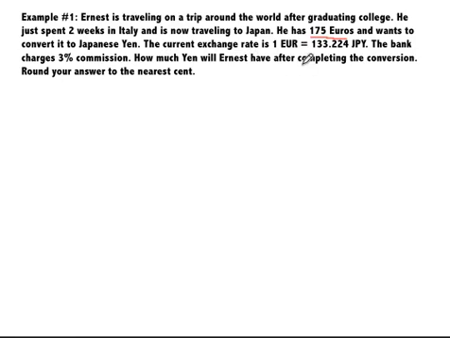The exchange rate is 1 euro is equal to 133.224 Japanese yen. And the bank charges a 3% commission. How much yen will Ernest have after completing the conversion? Round your answer to the nearest cent. So as I approach this problem, the first thing I take note of is the fact that it's a commission-based problem.